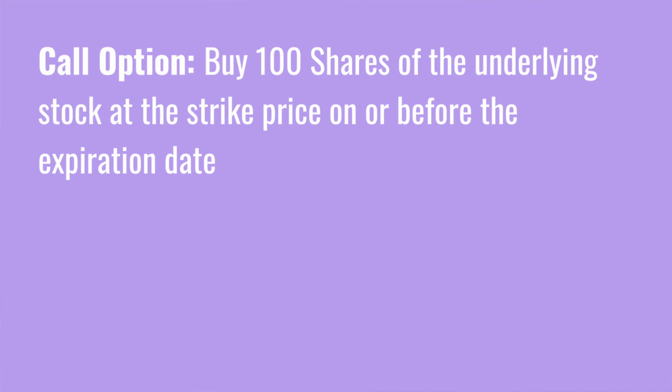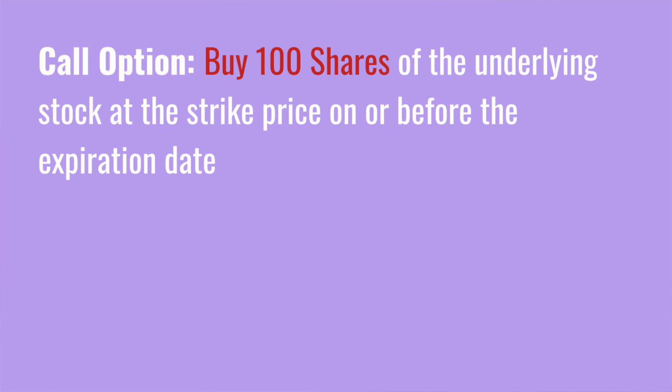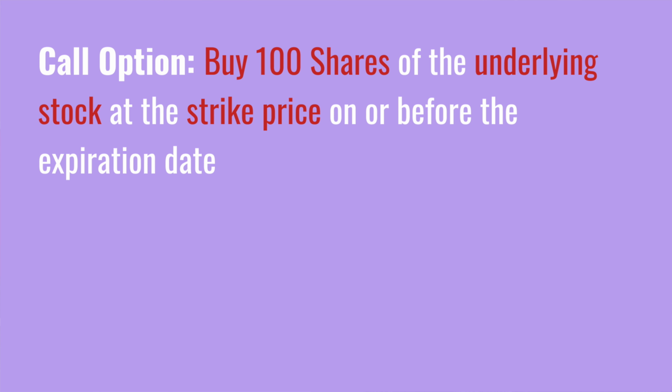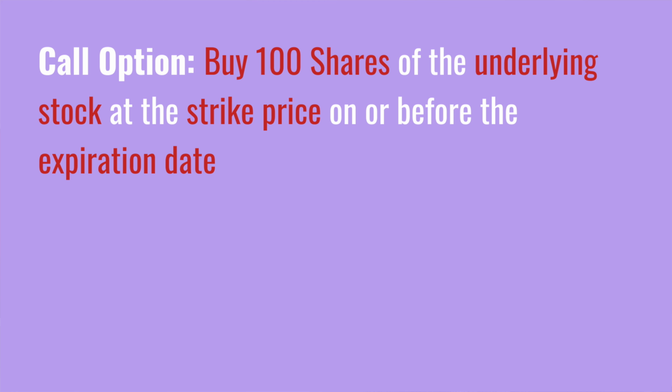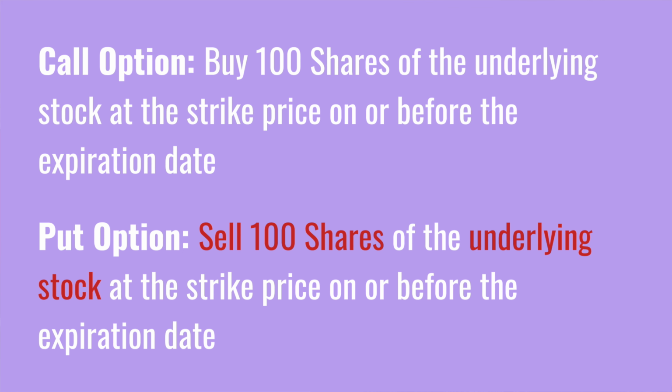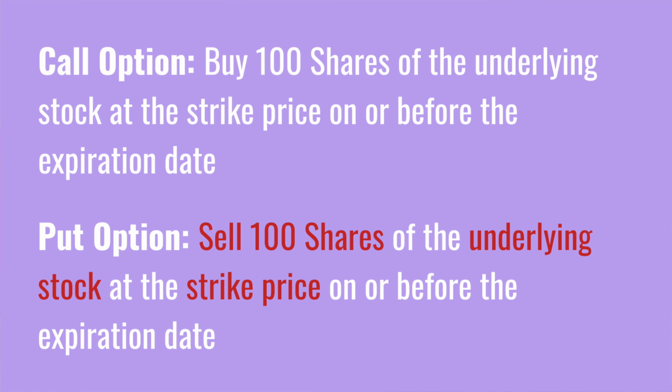A call option lets you buy 100 shares of the underlying stock at the strike price on or before the expiration date. A put option lets you sell 100 shares of the underlying stock at the strike price on or before the expiration date.